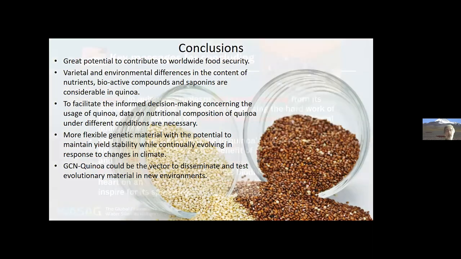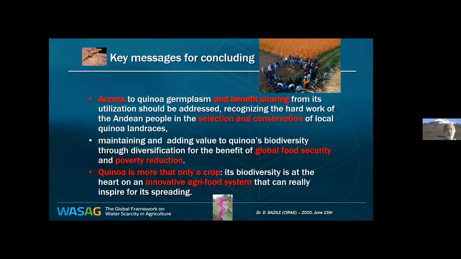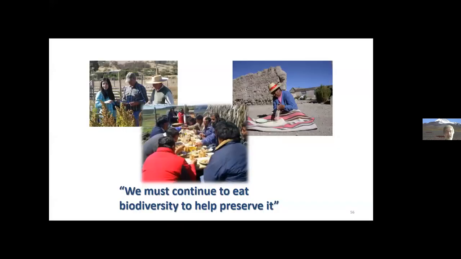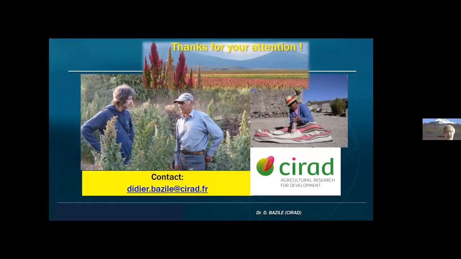The key message I want you to take home is that access to quinoa germplasm and benefit sharing from its utilization should be addressed, recognizing the hard work of Andean people in the selection and conservation of local quinoa landraces, maintaining and adding value to quinoa's biodiversity through diversification for the benefit of global food security and poverty reduction. Quinoa is more than only a crop. Its biodiversity is at the heart of an innovative agri-food system that can really inspire us. We need to continue to eat biodiversity to help preserve it. Thank you for your attention.